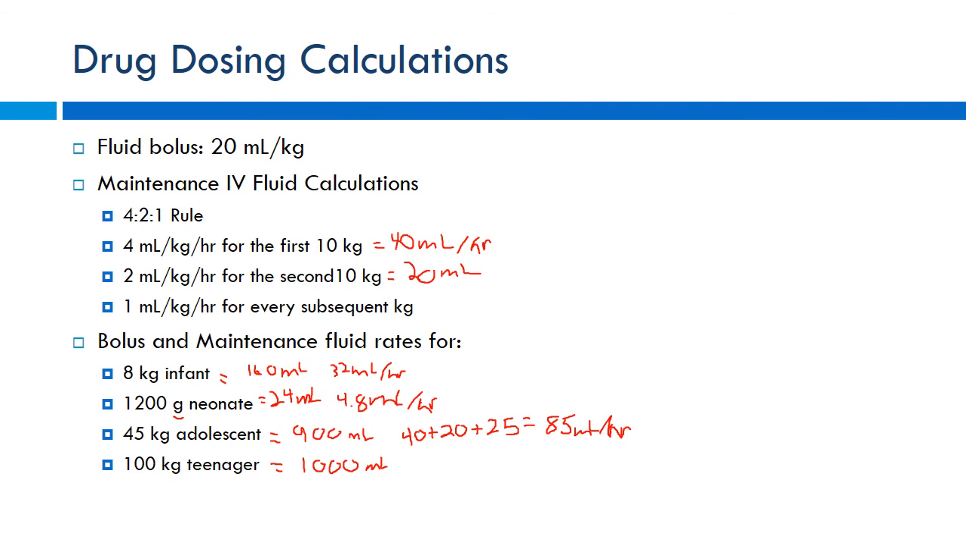Okay. Now for his maintenance rate, we're going to do the same thing we did for the 45 kilo kid. For the first 10 kilograms, we do that 40 mLs per hour, plus 20 for the second 10 kilograms, and now we still have an additional 80 kilograms to account for. So plus 80, and that would equal a total of 140 mLs per hour.